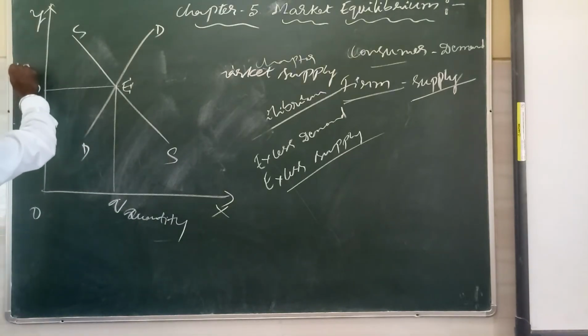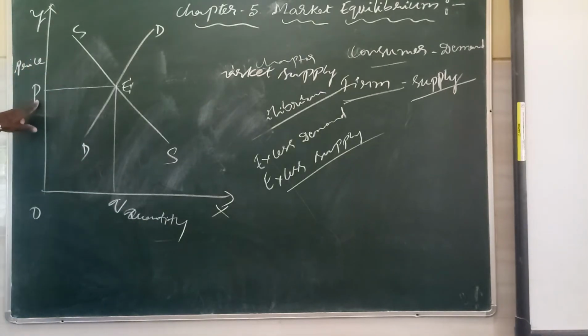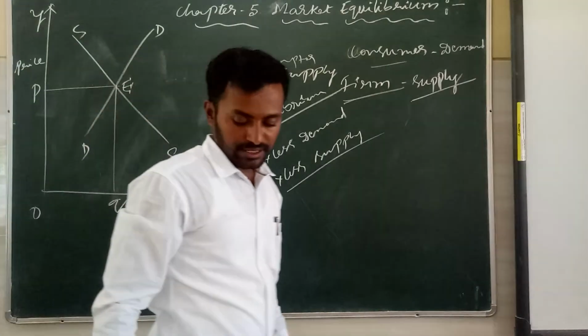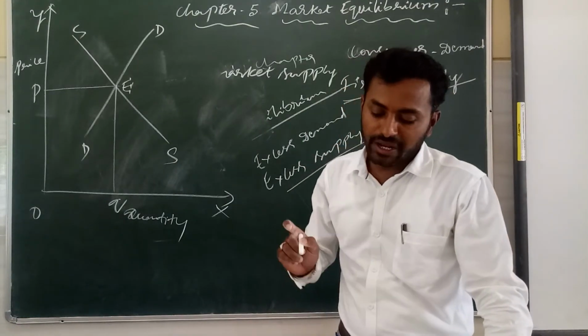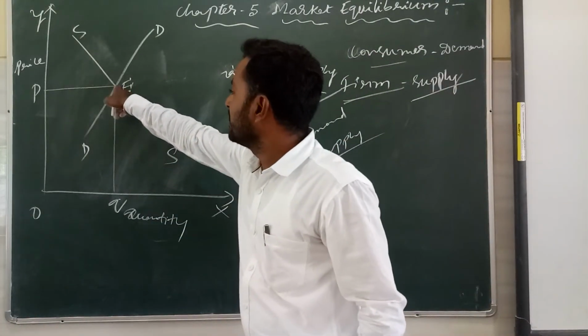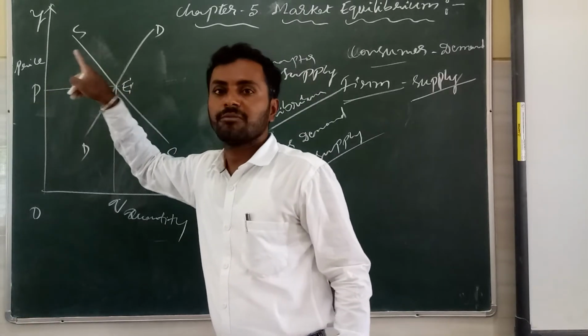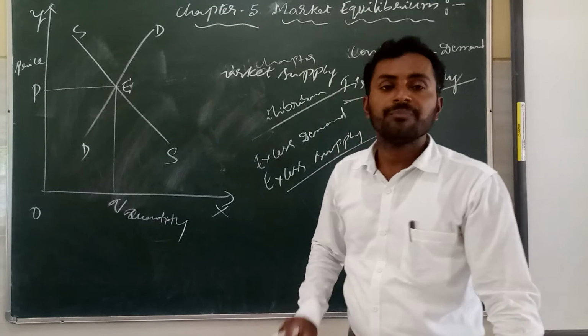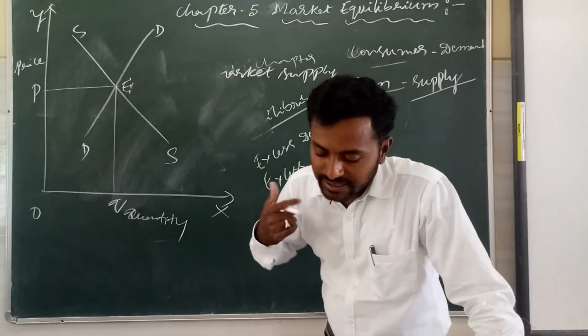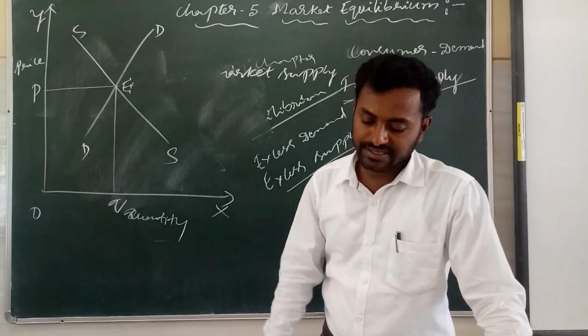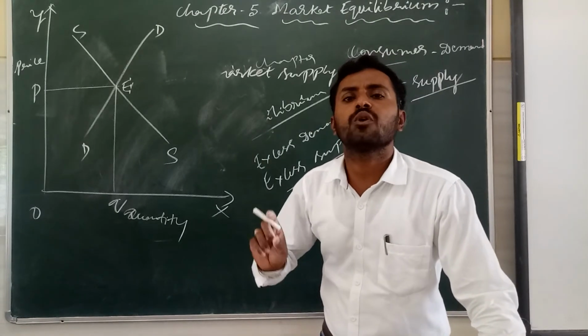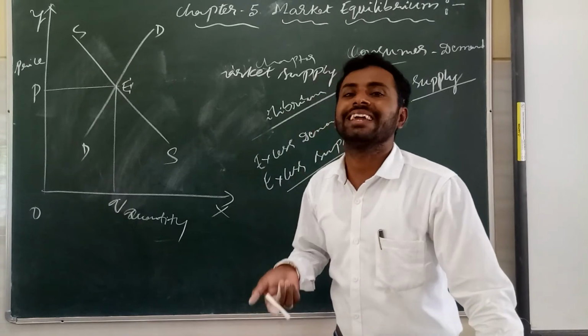This is price. This is the equilibrium price, where the supply curve and demand curve intersect. That is the equilibrium point. The price at which equilibrium is reached is called the equilibrium price. Then we have to know what we mean by equilibrium quantity.